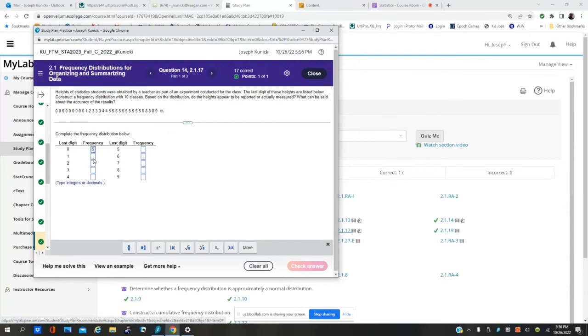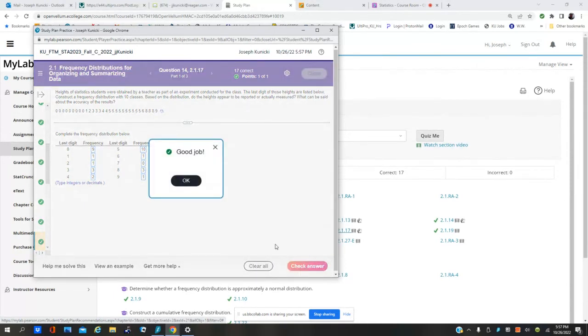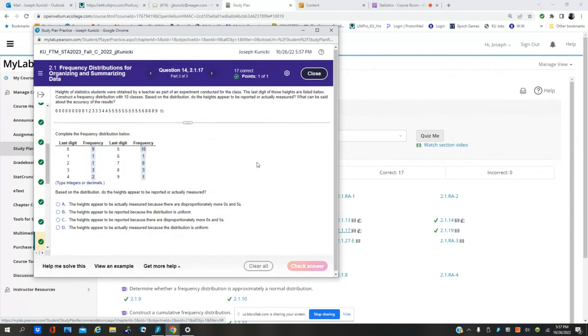So this is ranked data. It's already ordered. 1, 1, 1, 2, 3 threes, 2 fours, 1, 2, 3, 4, 5, 6, 7, 8, 9, 10 fives, 1 six, no sevens, 3 eights, 1 nine. So there's your frequency distribution. The classes are just the individual numbers. It's numerical classes, but they're just the individual numbers.